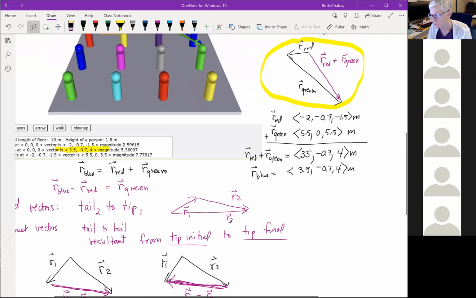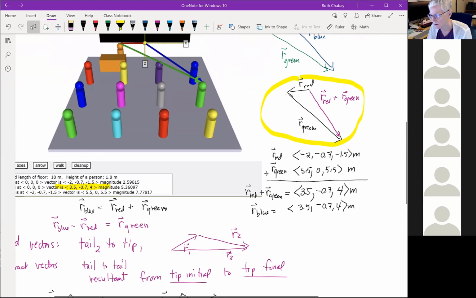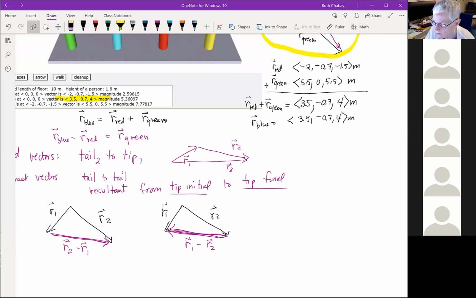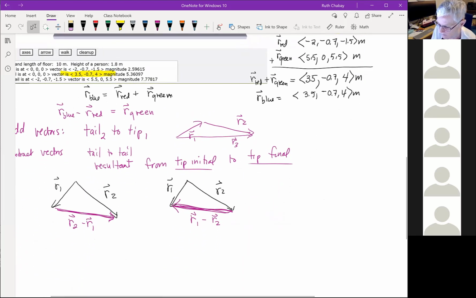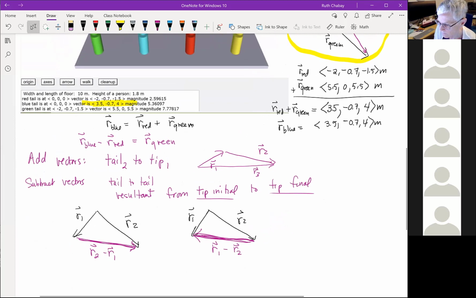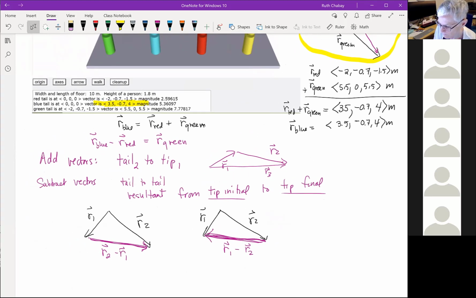So what were we subtracting up here? We were subtracting our blue minus our red. So this vector was the green vector, negative 5.5, 0, 5.5.